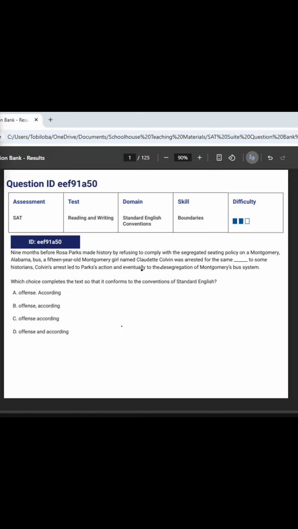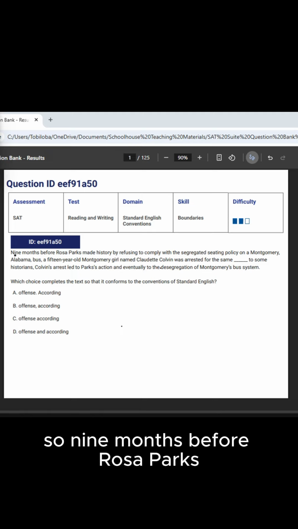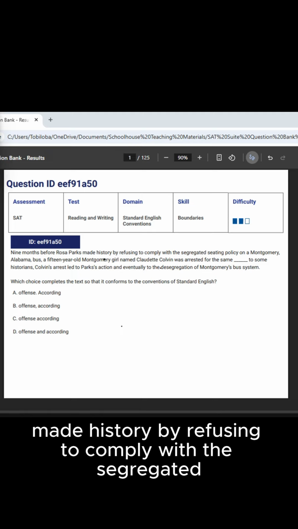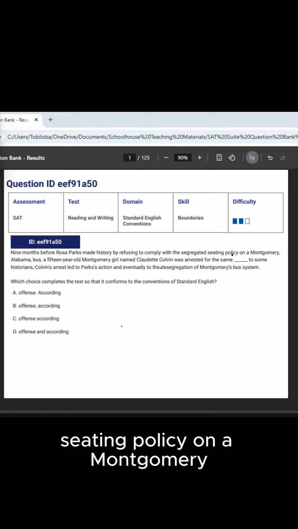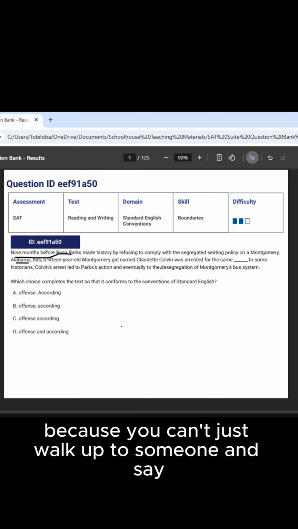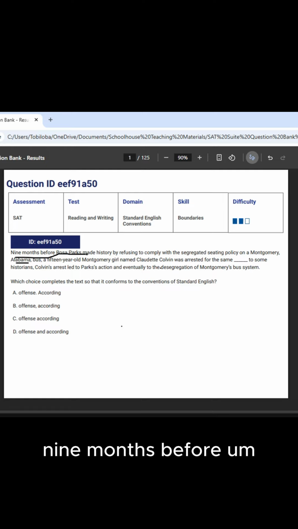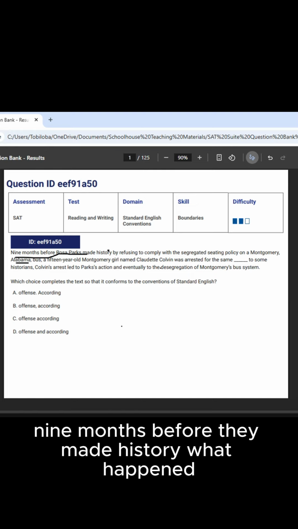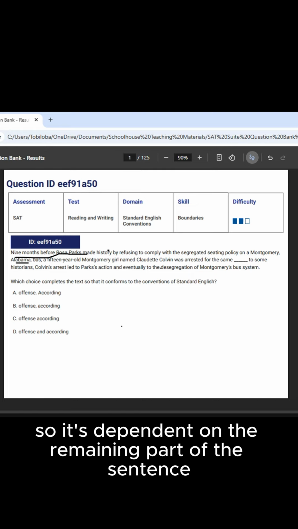in the questions. So 9 months before Rosa Parks made history by refusing to comply with the segregated seating policy on a Montgomery, Alabama bus. That's a dependent clause. It's a dependent clause because you can't just walk up to someone and say 9 months before they made history. 9 months before they made history, what happened? So it's dependent on the remaining part of the sentence.